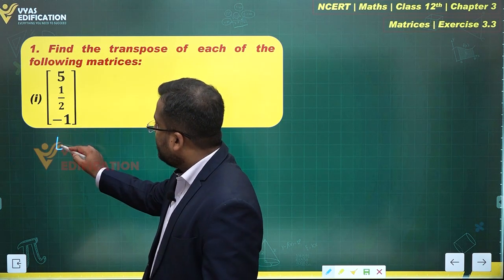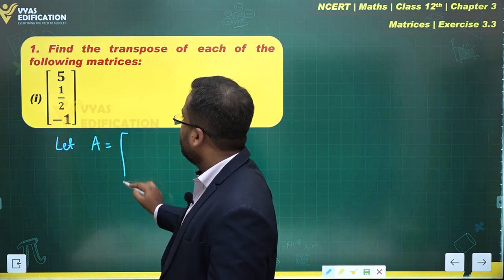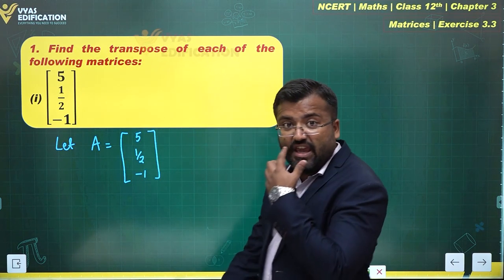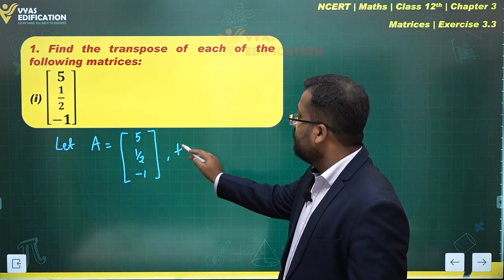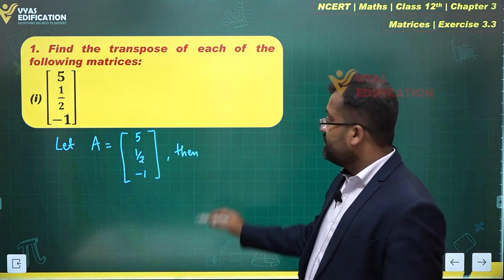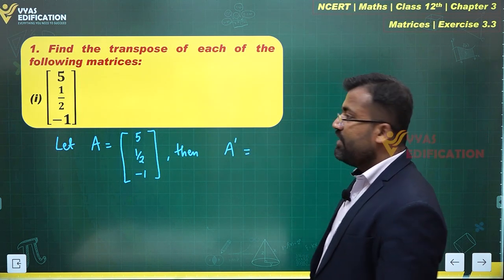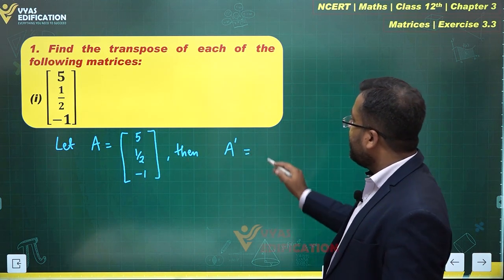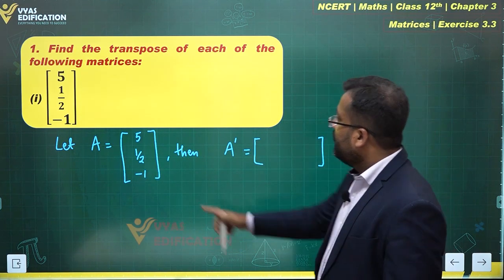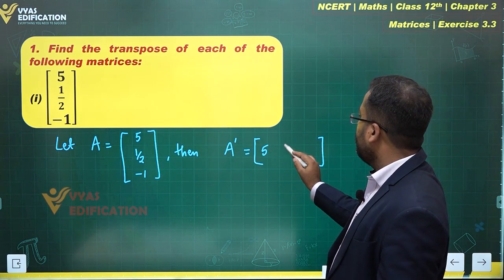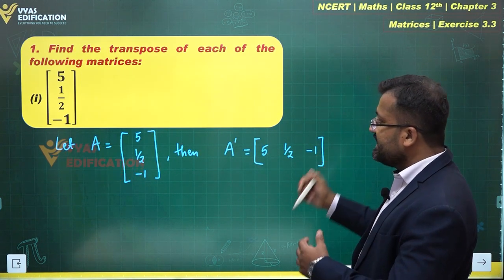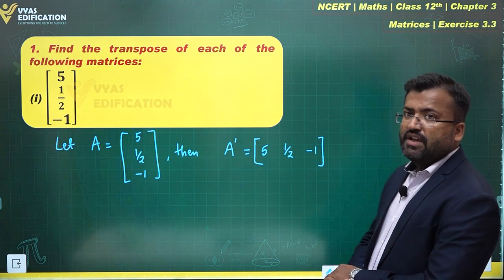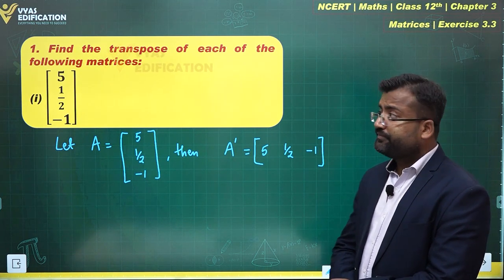This is a matrix. Let A equals 5, 1 by 2, minus 1. This is a matrix A. Then transpose of this matrix A, A prime, would be equal to what? This is a 3 by 1 matrix, this would be a 1 by 3 matrix, okay? The first column becomes the first row, this is 5, 1 by 2, minus 1, and this is my transpose of that given matrix, as you can clearly observe over here. Is that all? Yes, that is all for this question.